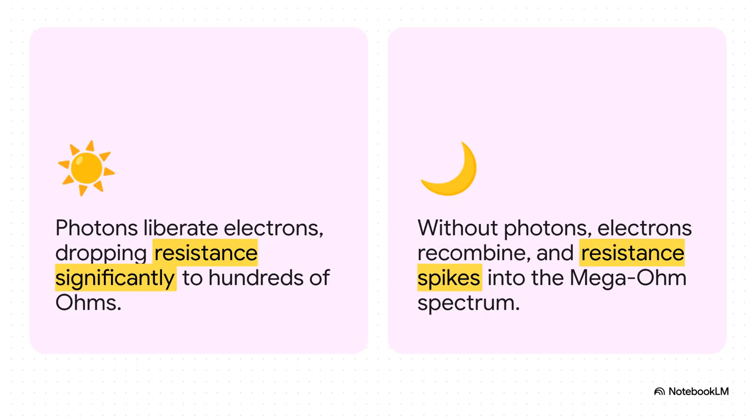During the daytime, in bright light, photons literally bombard the material, which liberates free electrons. This sudden burst of activity increases conductivity, causing the electrical resistance to plummet down to just a few hundred ohms. But in darkness, the exact opposite happens. Without those exciting photons hitting it, the free electrons just recombine, and the resistance? It spikes dramatically into the mega-ohm spectrum. So the ambient light level physically dictates the electrical resistance of this tiny component. It's pretty amazing when you think about it.